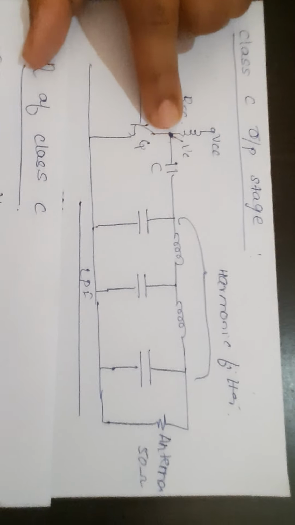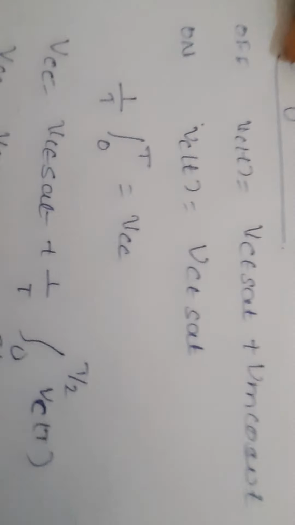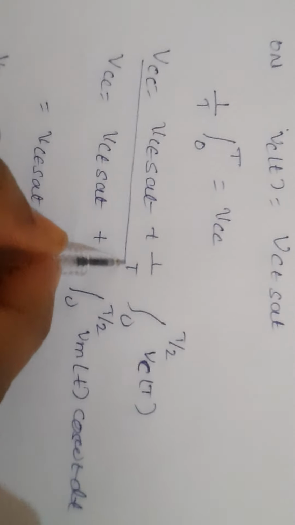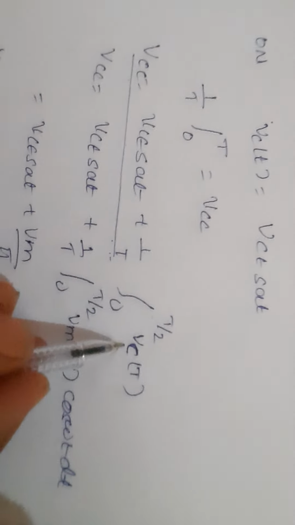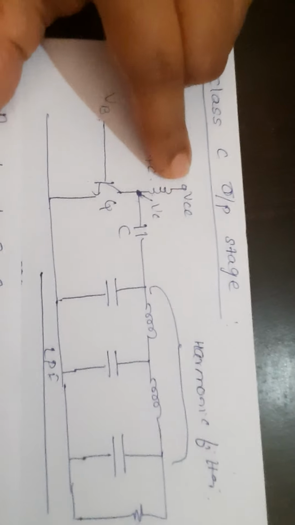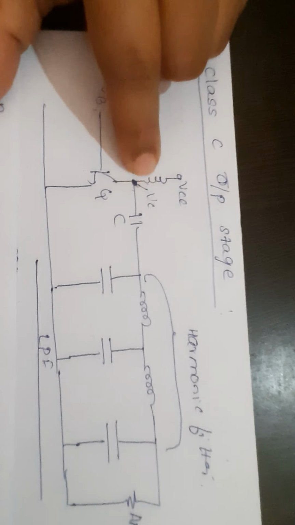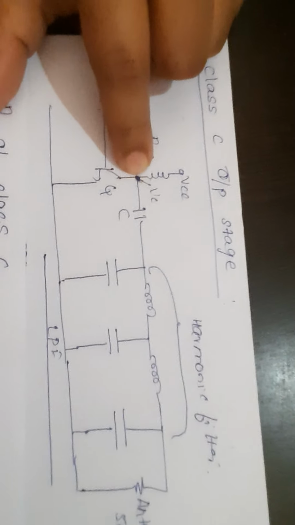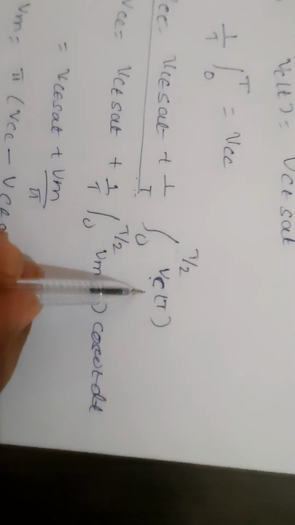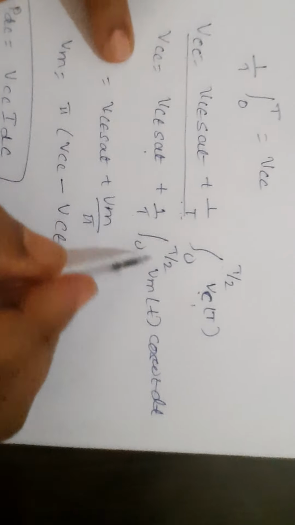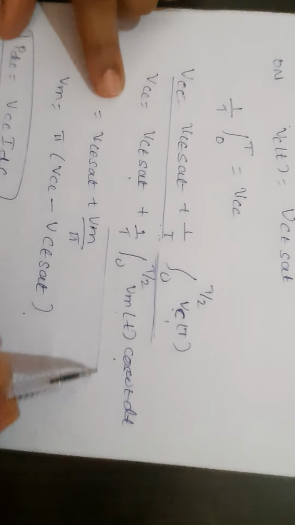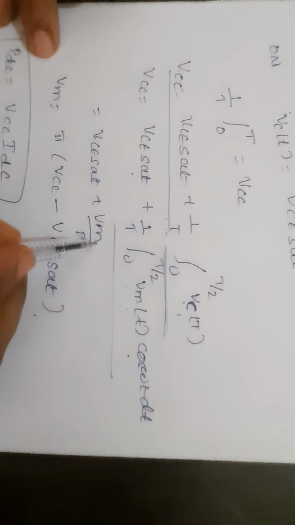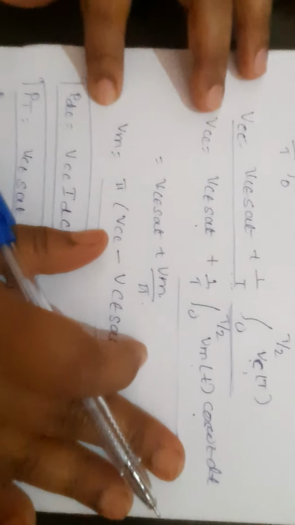I'll repeat once again. From where have I got this VCC expression? VCC is VCE saturation plus the average of VC of T, which is 1 upon T integrated from 0 to T by 2 of VC of T, because of the inductor. Now 1 upon T, and this can be written as Vm cos omega t, and if we simplify, we get Vm by pi. If I want to find Vm, this is the expression. Now this is with respect to voltage.